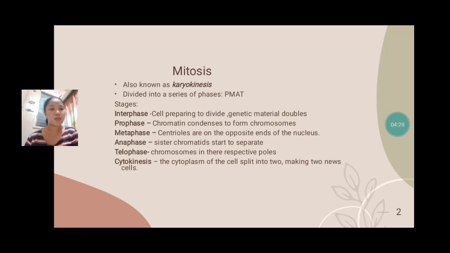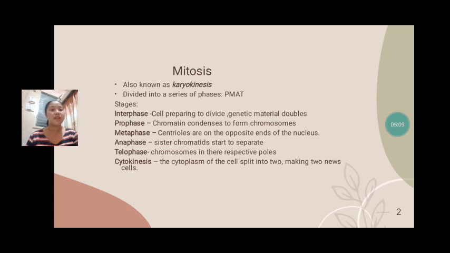And the next is cytokinesis. In the cytokinesis stage of mitosis, the cytoplasm of the cell splits into two. The cytoplasm divides to make two new cells. So the outcome is two daughter cells with the same number of chromosomes as the original cell, maintaining genetic consistency.